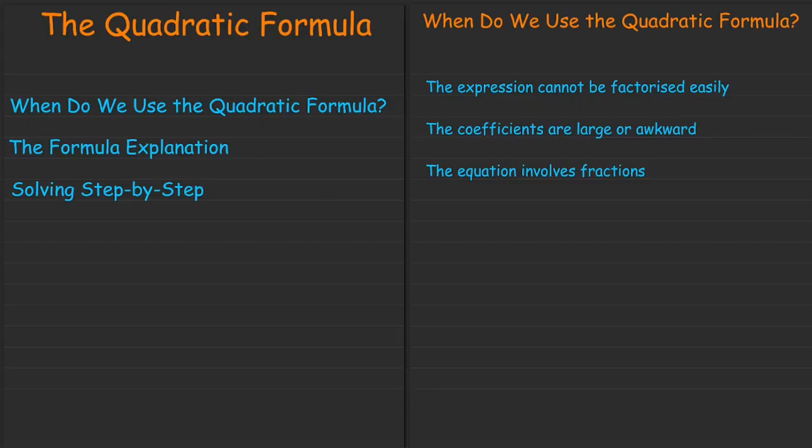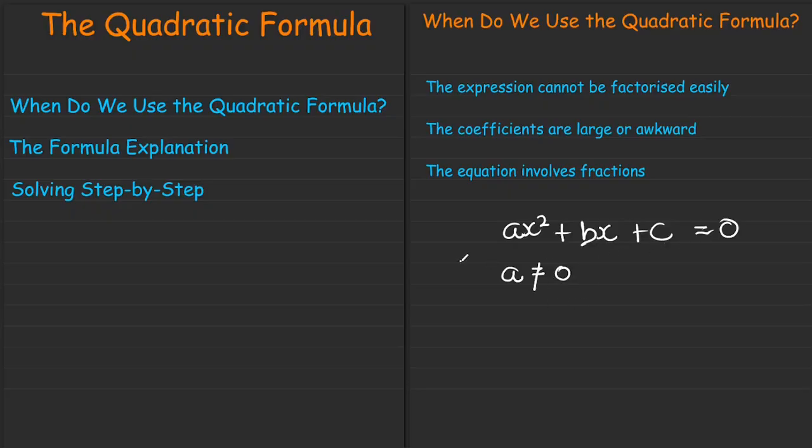Before you use this formula, you must always take note that your equation should be in the standard form. That is ax squared plus bx plus c equals 0. Your a should never be equal to 0. And you know the a is always the coefficient of x squared, the b is always the coefficient of x, and c is your constant.